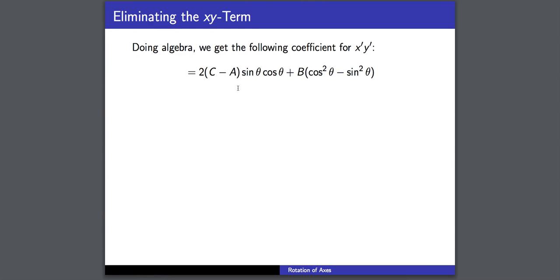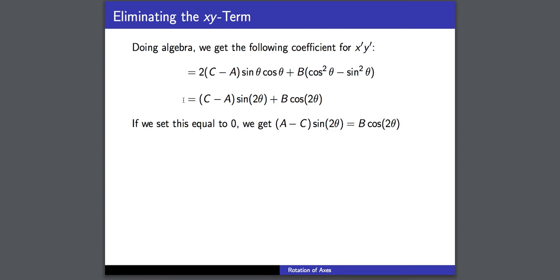Now 2 times sine theta times cosine theta is our double angle sine identity, and cosine squared theta minus sine squared theta is one of the three versions of the double angle cosine identity. So c minus a times 2 sine cosine is sine of 2 theta, and cosine squared minus sine squared is cosine of 2 theta. So we have c minus a times sine of 2 theta plus b times cosine of 2 theta.